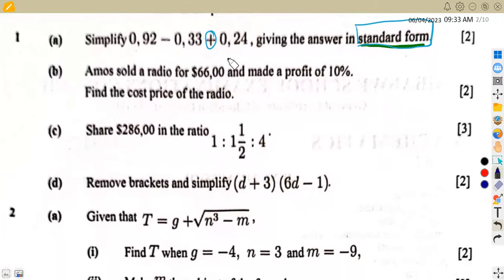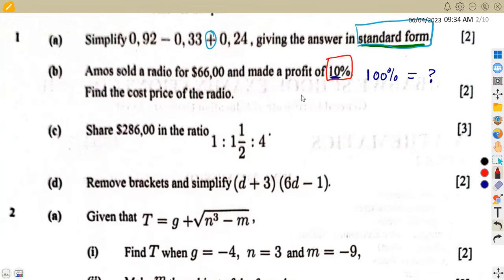Okay, Amos sold a radio for $66 and made a profit of 10%. Find the cost price of the radio. Take note, he made a profit of 10% in this case. So meaning to say, out of the 100% previously, when you bought this radio, you bought it at 100% before selling this radio. Meaning to say, we do not know the actual price that was at 100%. But this guy now, he made a profit of 10%.